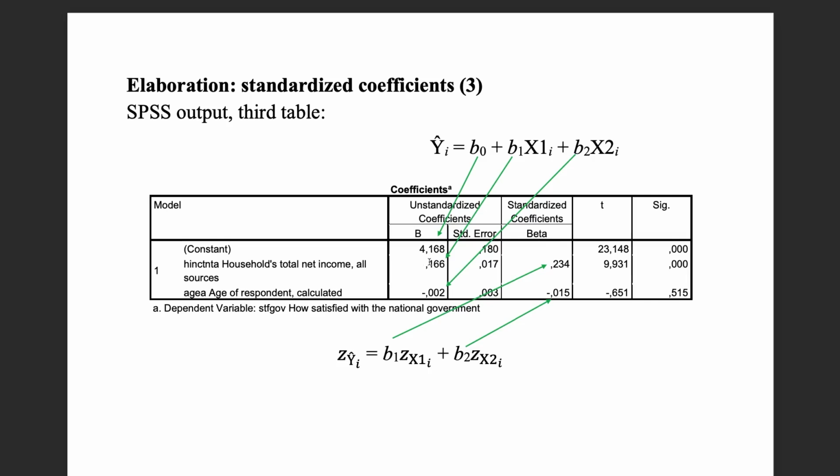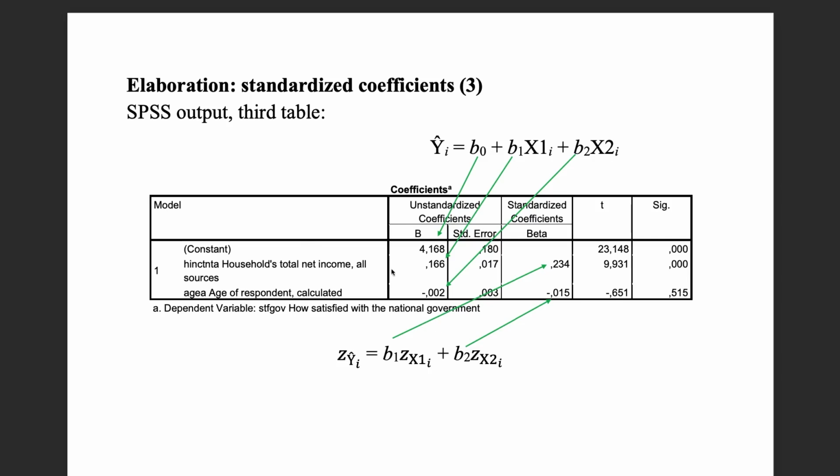So we have a standardized coefficient for income, which is 0.234, which is a different value than the original coefficient of income. And we have a standardized coefficient for age, which is now minus 0.015, which is also a different value than the original coefficient of minus 0.002. They are, of course, different because they are expressed on a different scale. Notice that they are based on the same model.